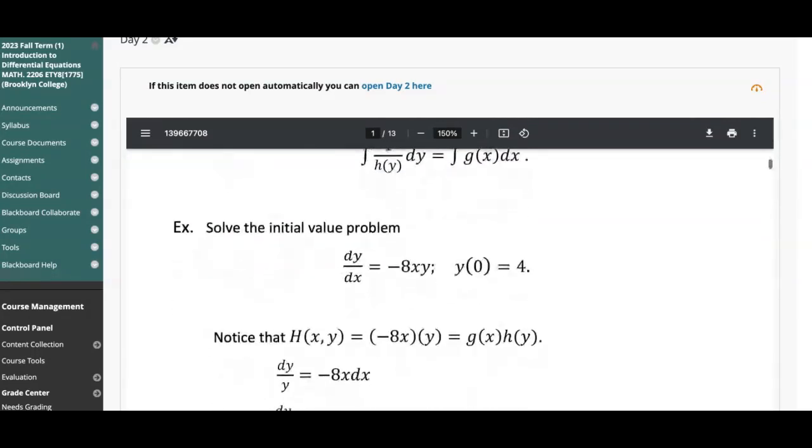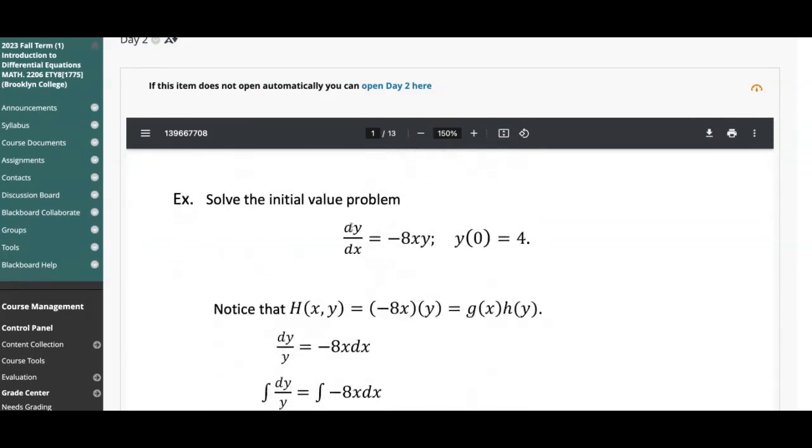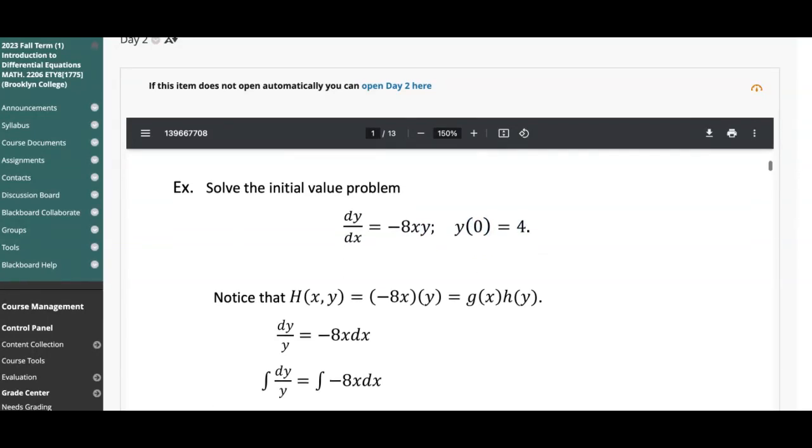Let's see an example. In this case, the example we have is dy over dx equals negative axy. We can treat negative ax as g of x and y as h of y. And we are given the initial condition, y of 0 equals 4.